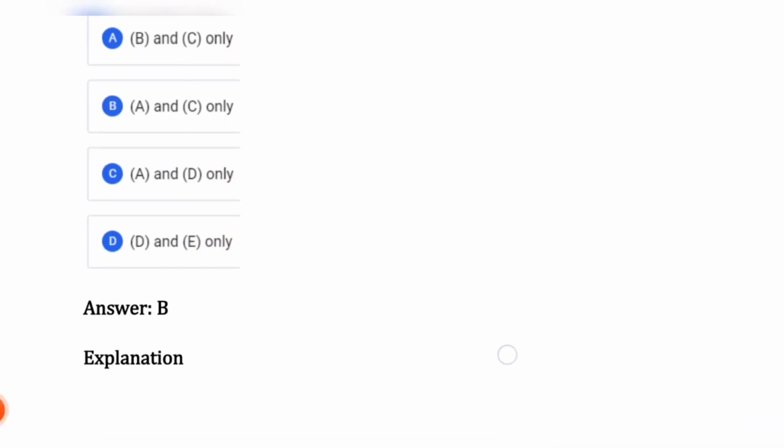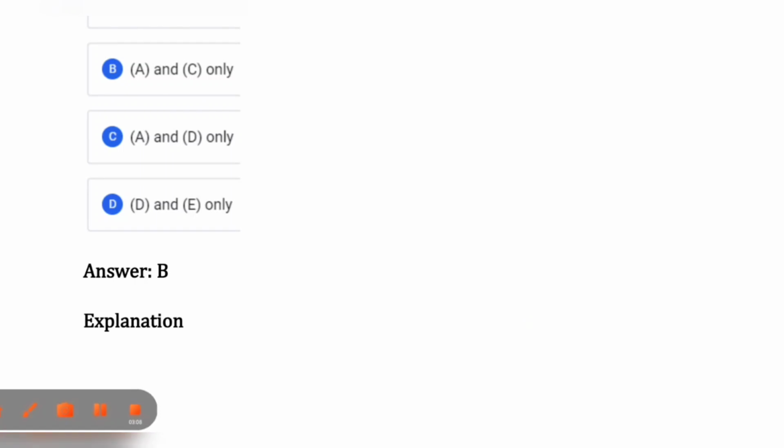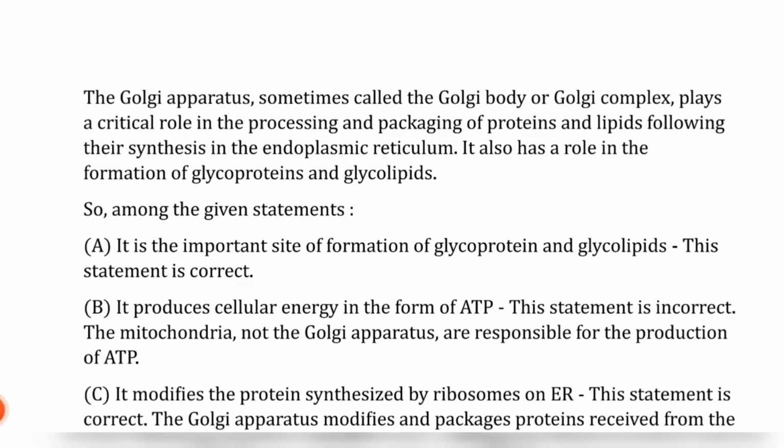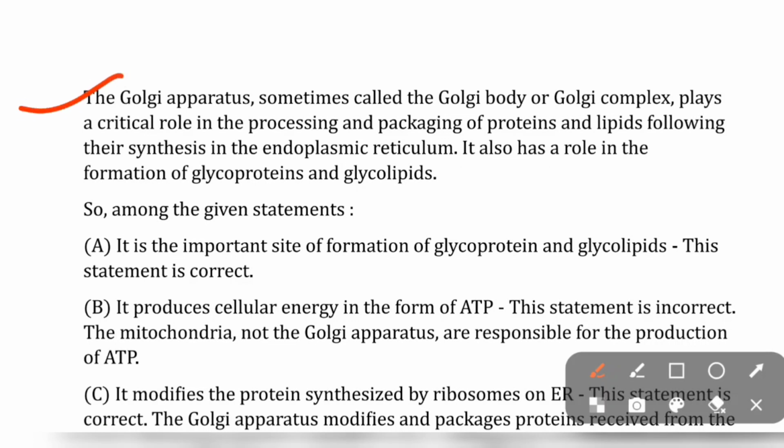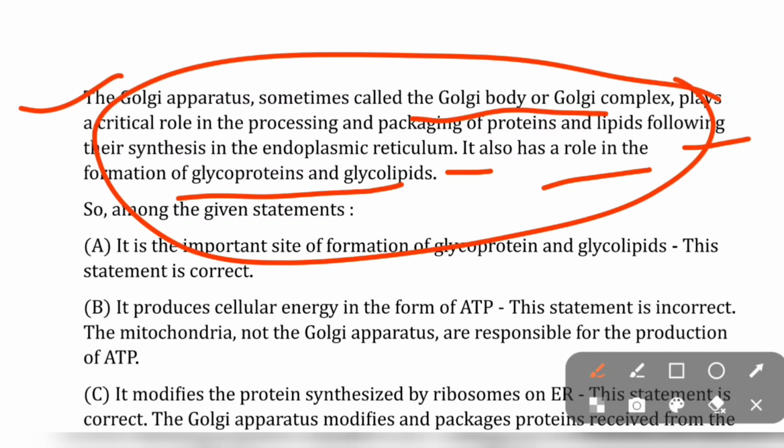If we look at the explanation, it tells us this: the Golgi apparatus, sometimes called the Golgi body or the Golgi complex, plays a critical role in the processing and the packaging of proteins and lipids following their synthesis in the endoplasmic reticulum. It also has a role in the formation of the glycoproteins and the glycolipids. From here you can understand all of this.